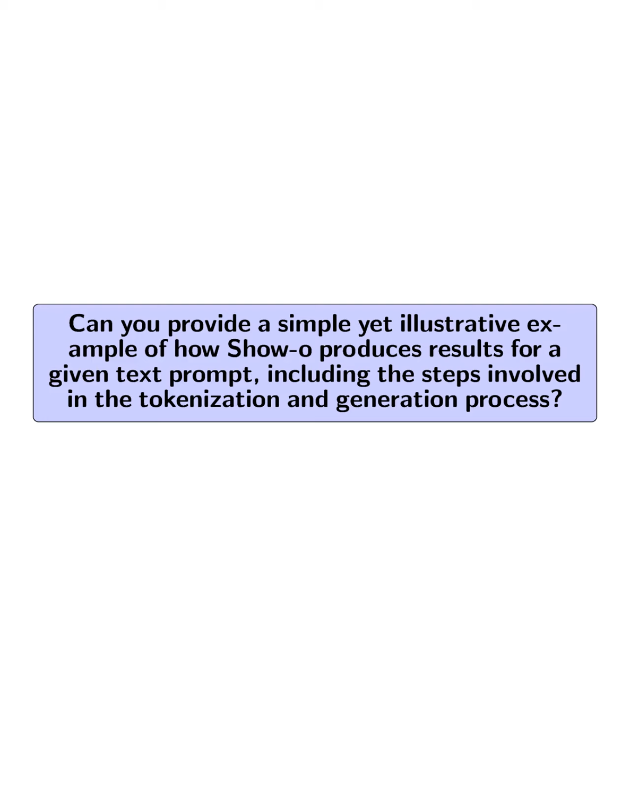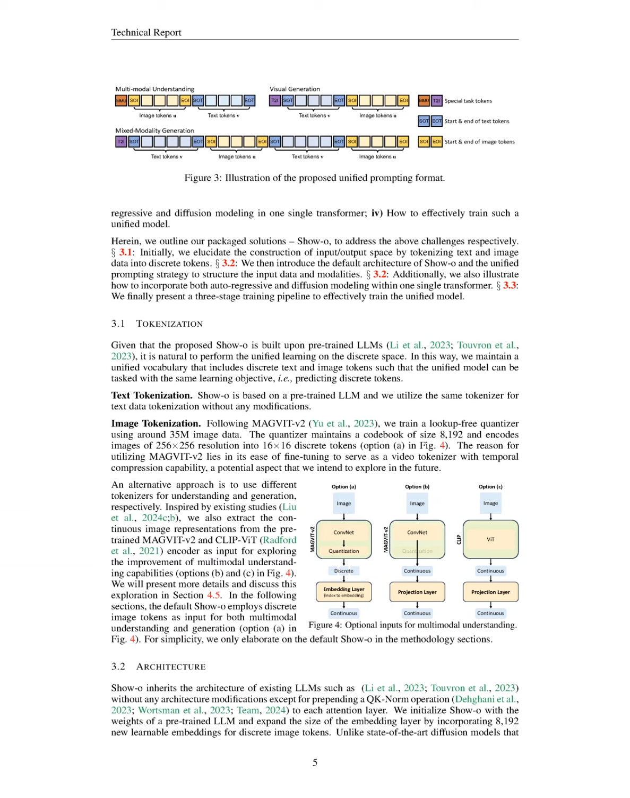Can you provide a simple yet illustrative example of how SHOW produces results for a given text prompt, including the steps involved in the tokenization and generation process? SHOW processes a given text prompt through a structured tokenization and generation process. First, the input text is tokenized into discrete text tokens using the same tokenizer as the pre-trained LLM, while the accompanying image is tokenized into discrete image tokens using a lookup-free quantizer.